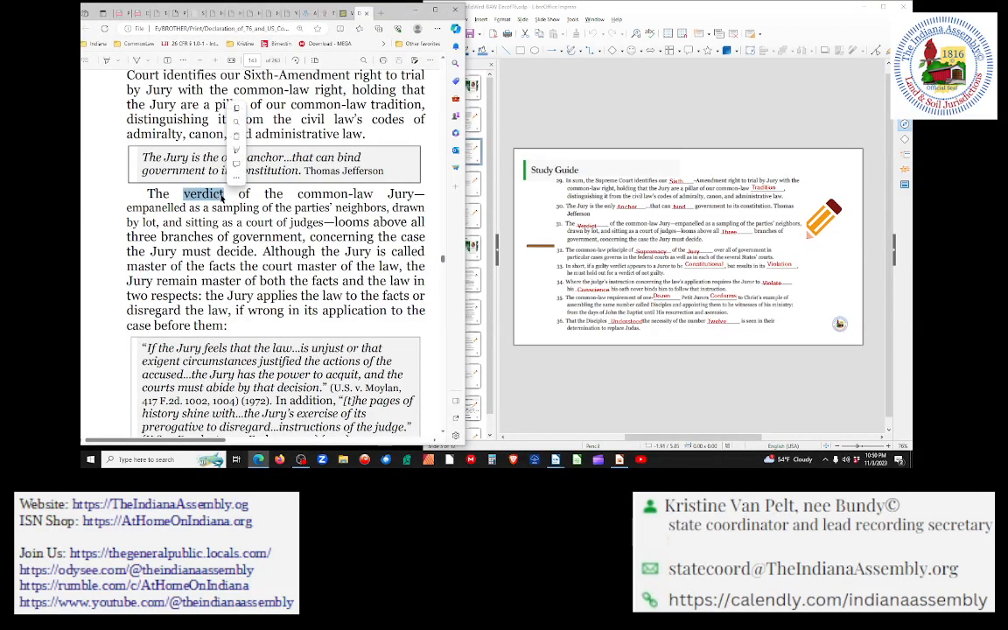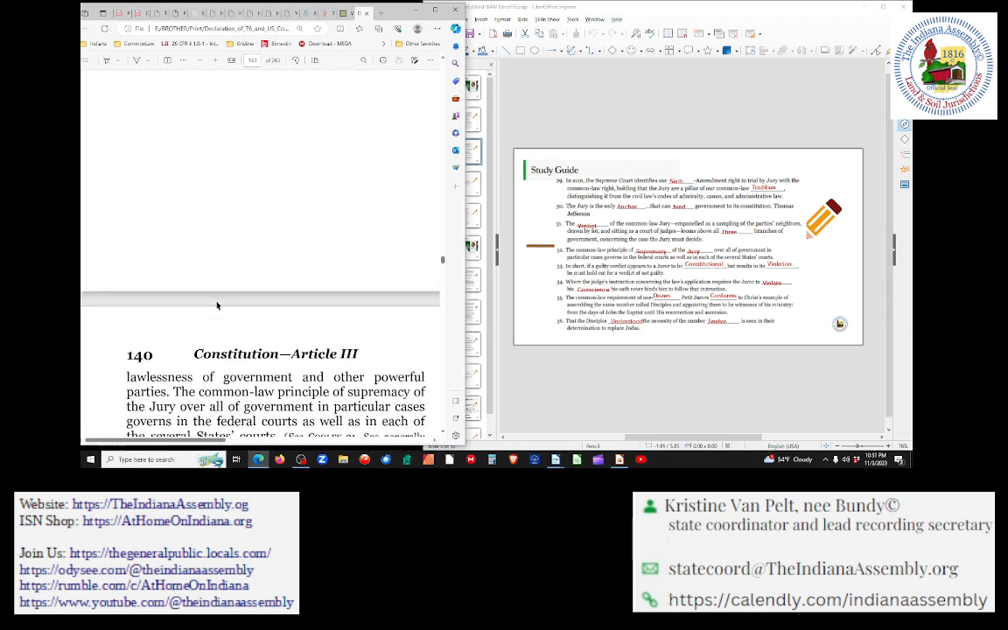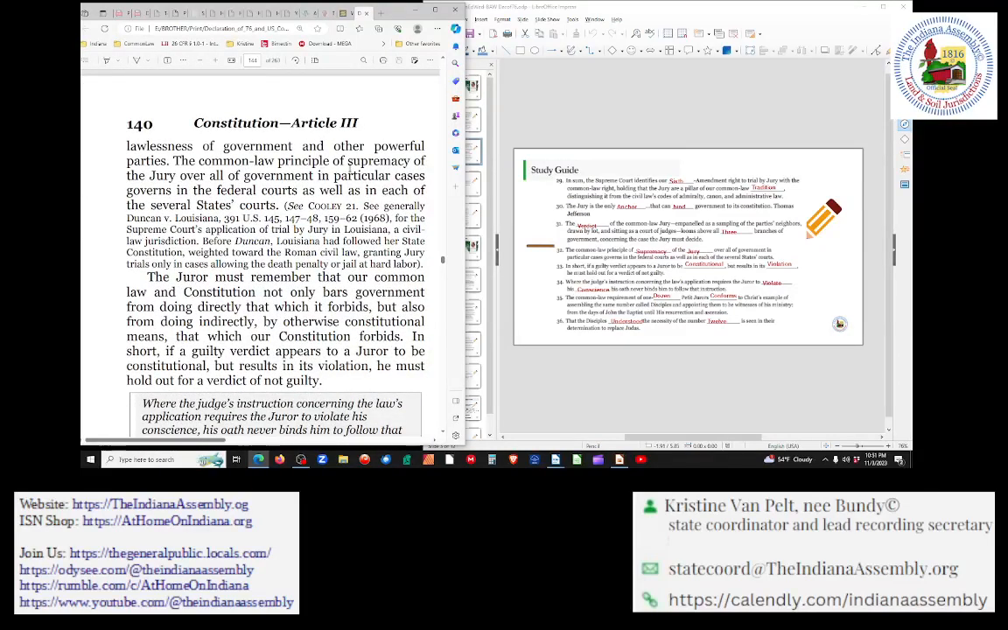31, the verdict of the common law jury, impaneled as a sampling of the parties' neighbors, drawn by lot and sitting as a court of judges, looms above all three branches of government concerning the case the jury must decide. Number 32, the common law principle of supremacy of the jury over all of government, in particular cases, governs in the federal courts as well as in each of the several states' courts.